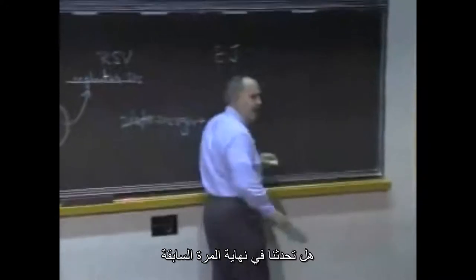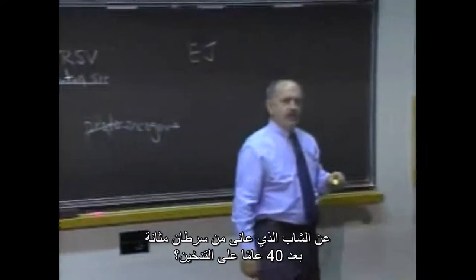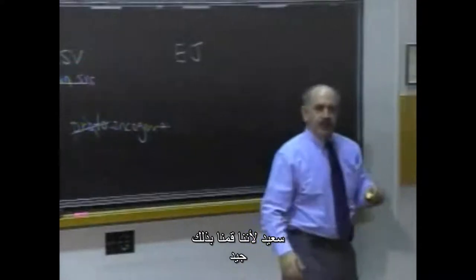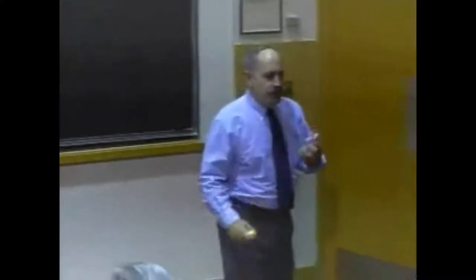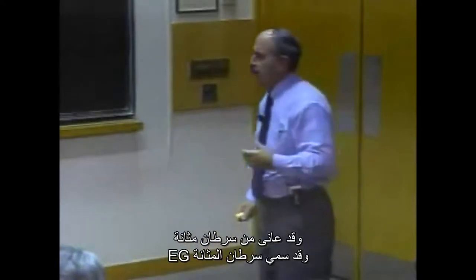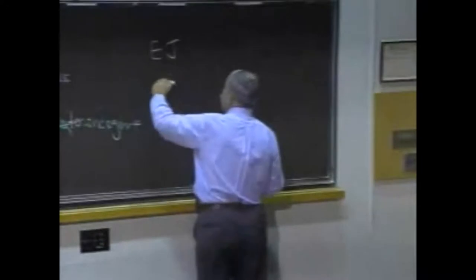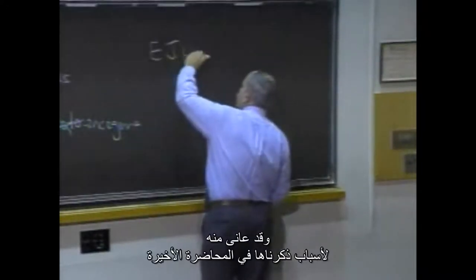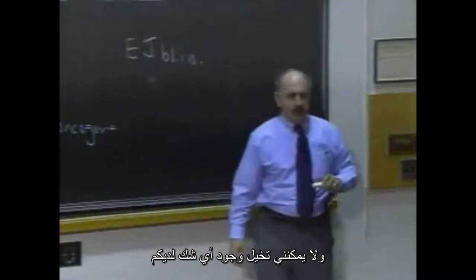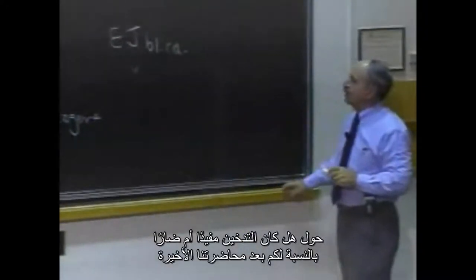Did we talk at the end of last time about the guy who got a bladder carcinoma after 40 years of smoking? I'm glad we did. Good. So let's say this person had a bladder carcinoma, and it was called an EJ bladder carcinoma. And he got it for reasons that we described last time, and I can't imagine you have any illusions about whether smoking is good or bad for you after last time.